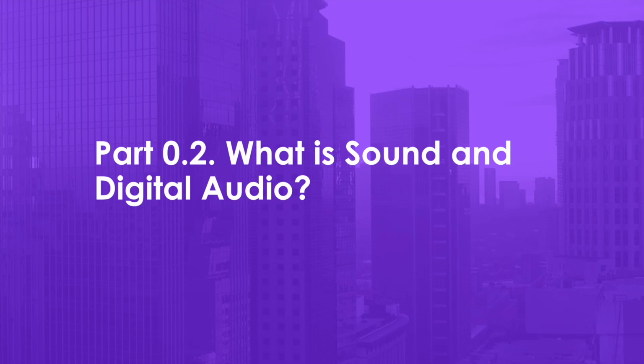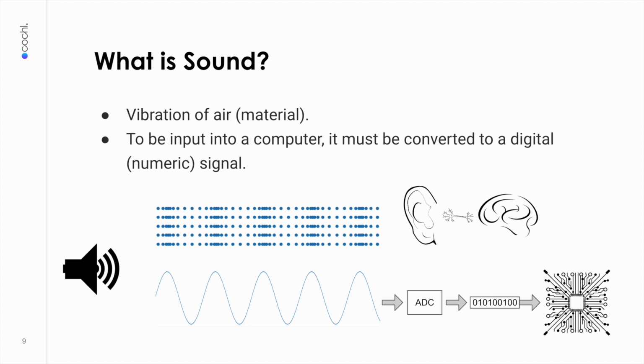So first, let's briefly explain what sound and digital audio are. Sound is a vibration of air. Here, air is a medium for transmitting vibrations, and sound cannot be heard in a vacuum without a medium. These air vibrations are transmitted to the eardrum and along the nerves to the brain, where we perceive them.